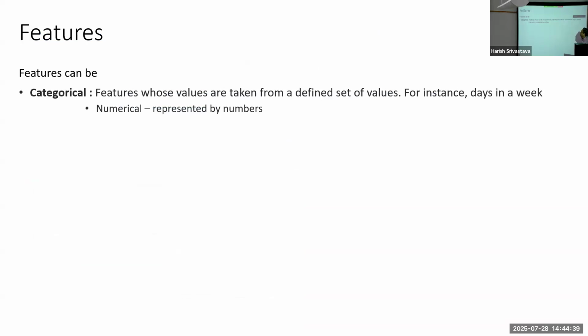A categorical feature is one whose values are taken from a defined set of values, for instance, days in a week, numerically represented by numbers. Categorical data is nominal for days of the week. If Sunday is 0 and Monday is 1, then Saturday is 6: 0, 1, 2, 3, 4, 5, 6. Right? Can there be 7? No.